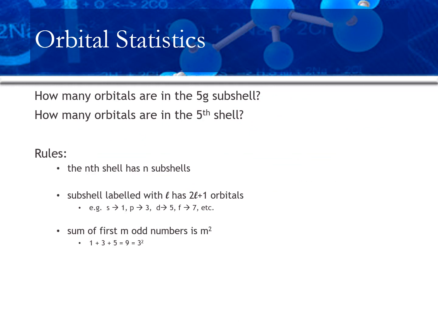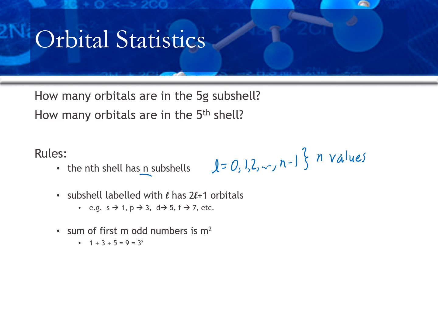Now, I could ask questions like, how many orbitals are in the 5g subshell? Or how many orbitals are in the 5th shell? Let me just quickly go through how we can work out things like this. And there are some general guidelines that will help you do this very, very quickly if you can remember them. First of all, the nth shell has n subshells, namely L is 0, 1, 2, up to n minus 1, and that is n different values, each one of which gives you a different subshell. That's where the n subshells comes from.